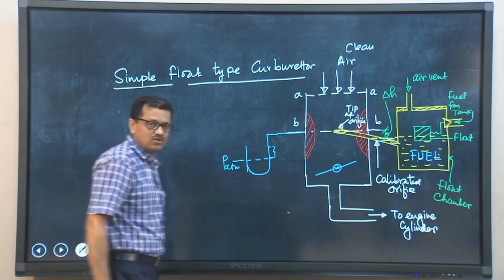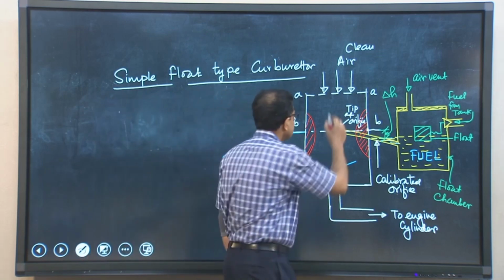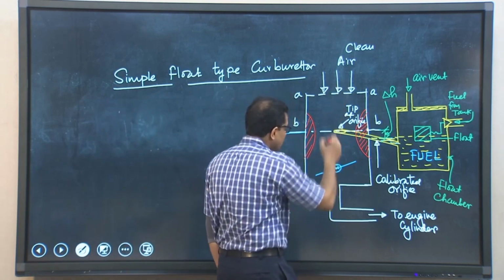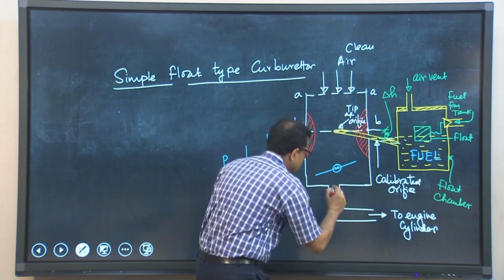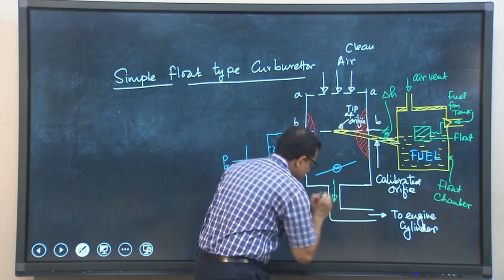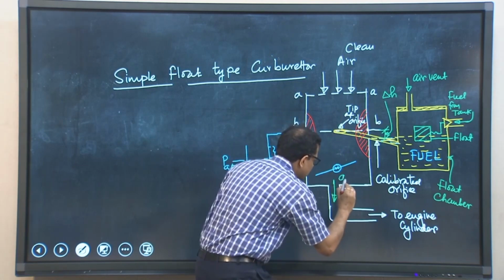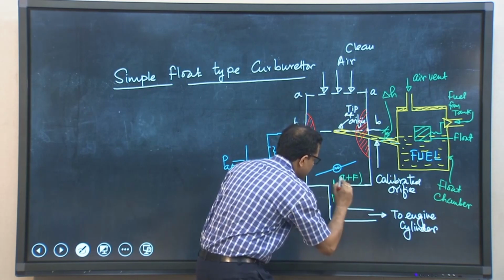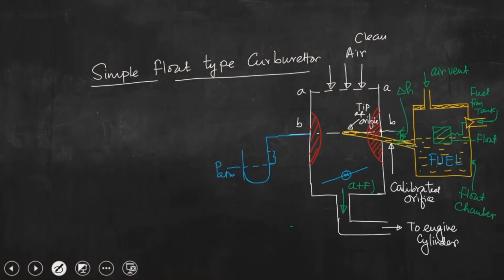The idea is we need to supply an air fuel mixture. So, we are getting clean air, we are getting fuel from this, and ultimately in this position we are getting air plus fuel. Okay, so this is the idea. Now let us quickly do the analysis.